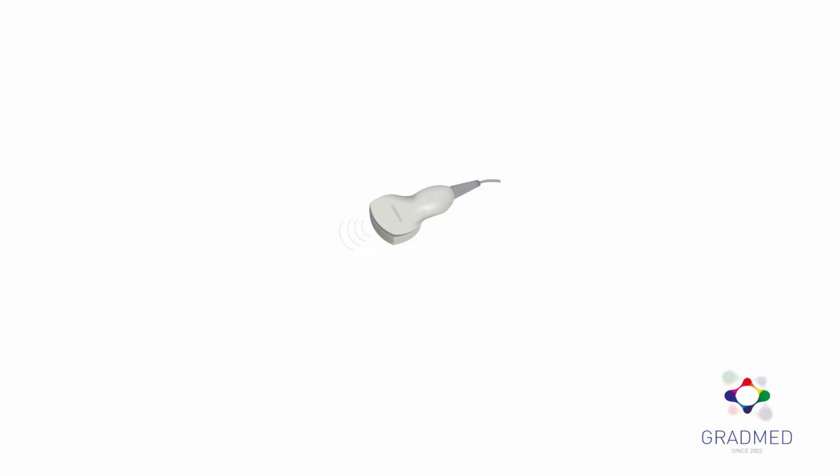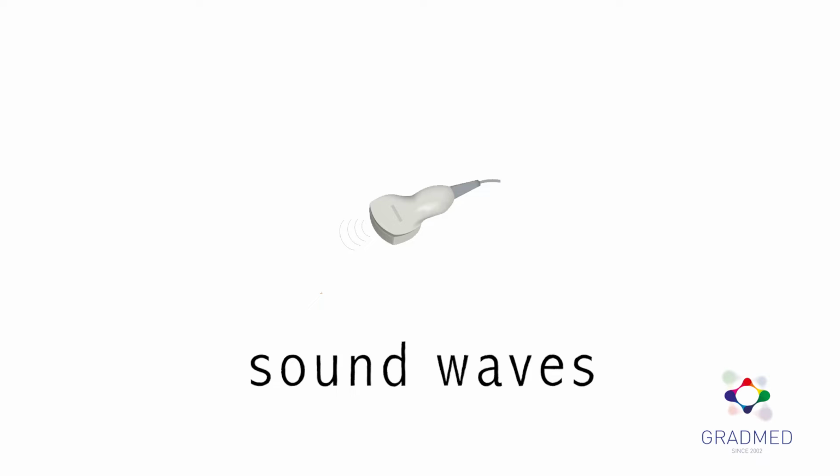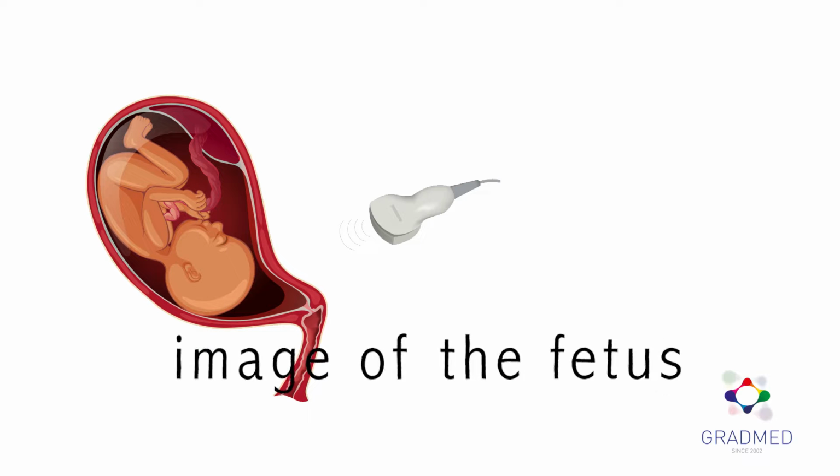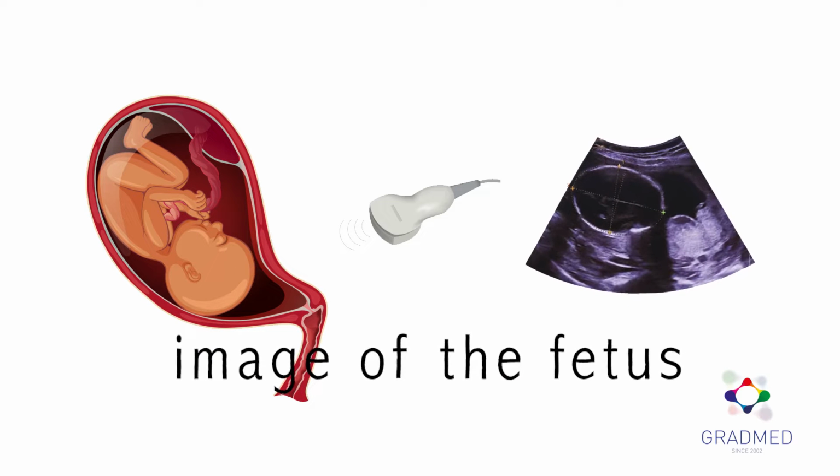The way it works is this. A transducer produces sound waves, which are harmless to the mother and child, and pass through the soft tissue. However, at any boundary between different types of tissues, some of the sound waves are reflected and they bounce back. And these are then detected and can be used to form an image of the fetus, as I've shown here.